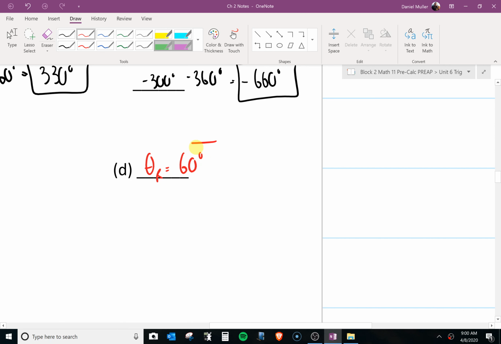So in the next question, we're going to put all of this stuff together, and we're going to actually answer some questions, which is the majority of what this unit is about.